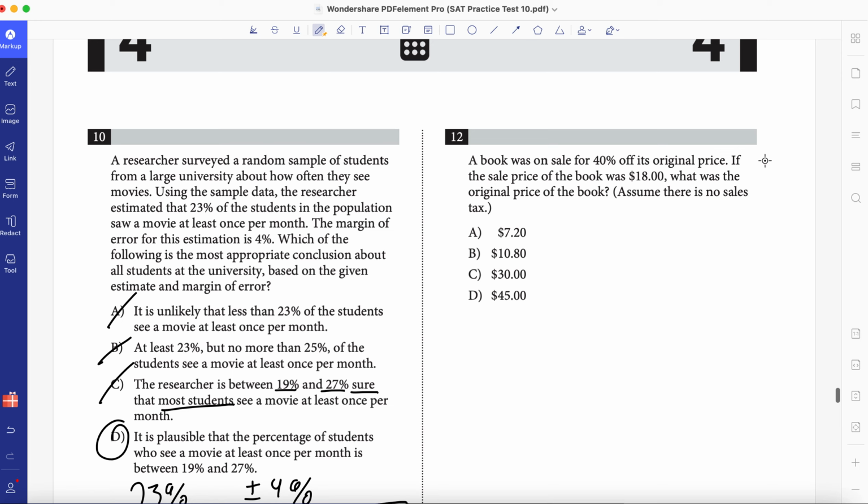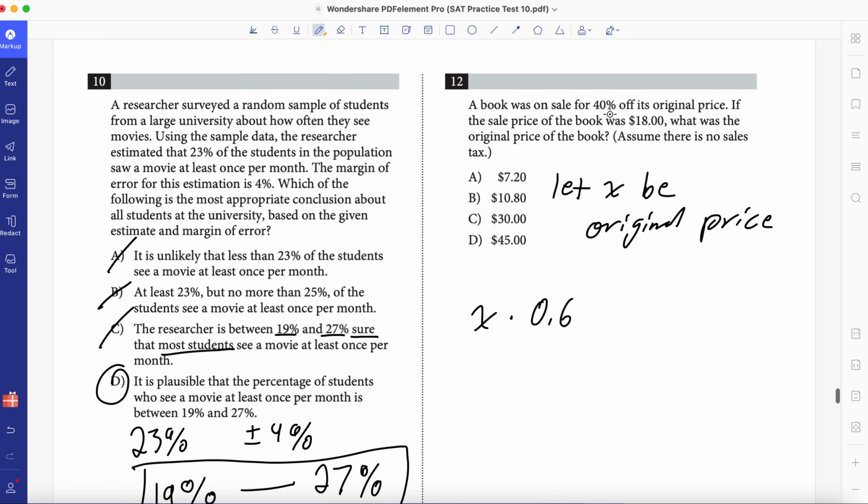So a book was on sale for 40% off its original price. The sale price of the book was $18. What was the original price? So let x be the original price. x times 0.6, because we know it's 40% off, so that means I paid only 60% of the original price, equals 18. Let's write it like this: x times 6/10 is going to equal 18. Therefore, x is going to equal 18 times 10 over 6.